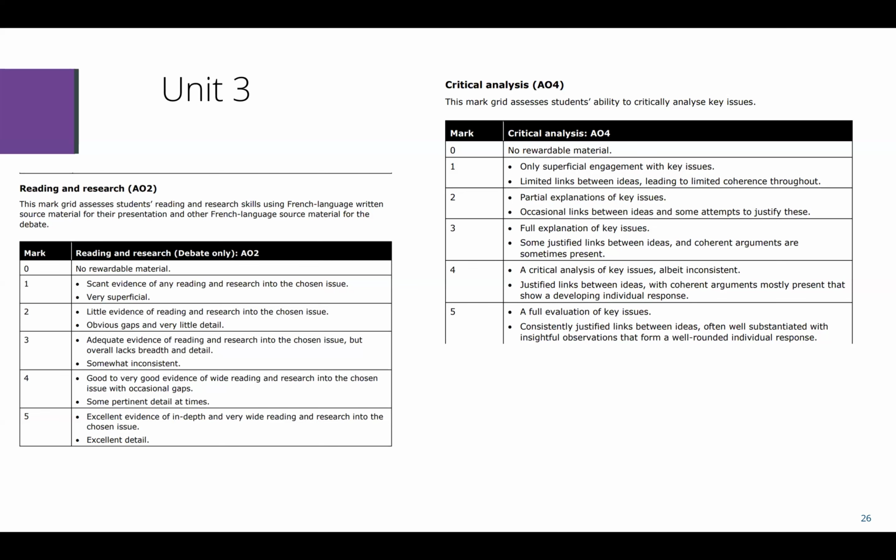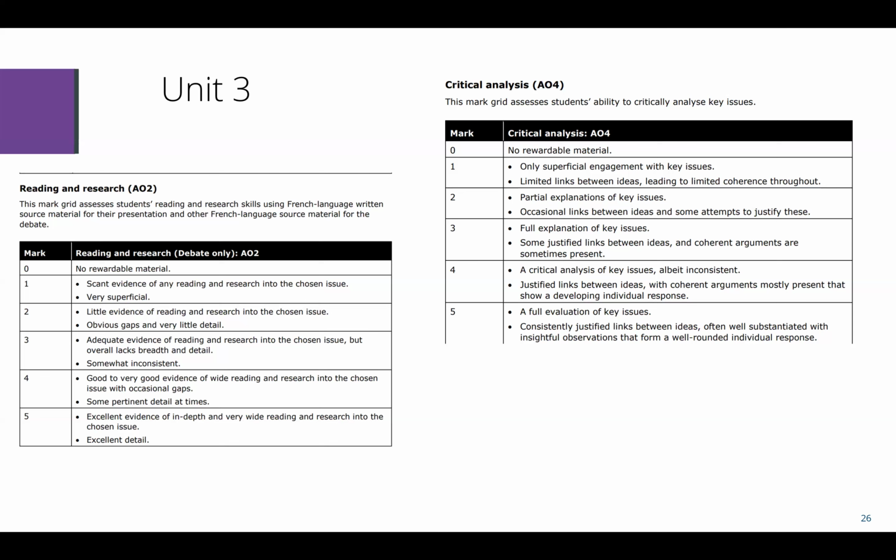If you look, for example, at a mark of 4, it says good to very good evidence of wide reading. So they actually mention which papers or newspapers they've used, or where they found such and such an article. It gives you a list of things there: magazine articles, online written sources, newspaper articles, journals, literary texts, anything that is written. And so they need to show that they have read those things.